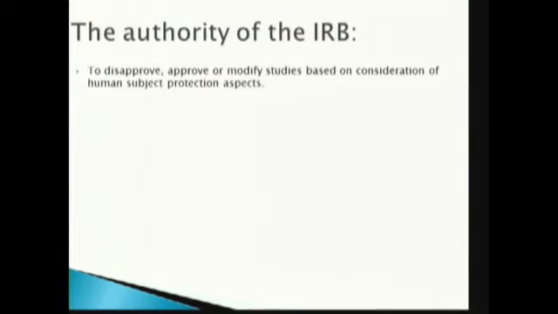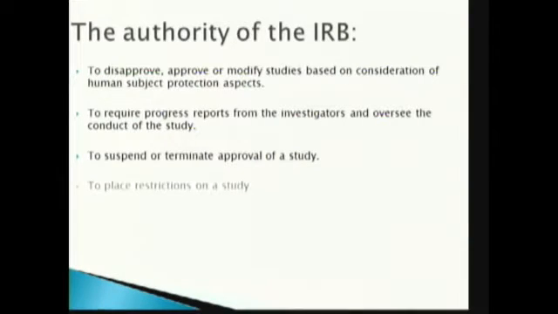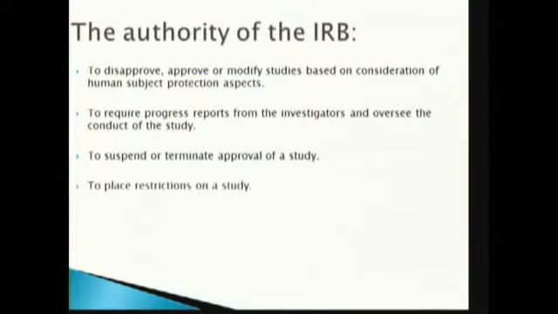The authority of the IRB is to disapprove, approve, or modify studies that have been considered for human subject protection aspects, to require progress reports from investigators and oversee the conduct of the study, to suspend or terminate approval of a study for some specific reason, and to place restrictions on a study if they see fit.